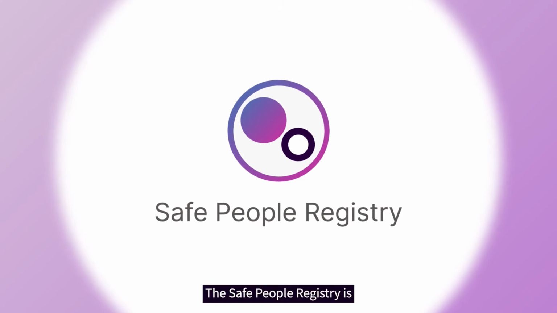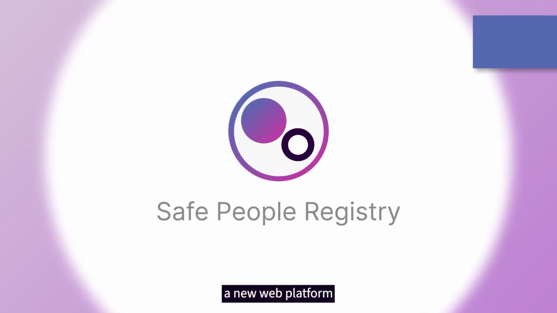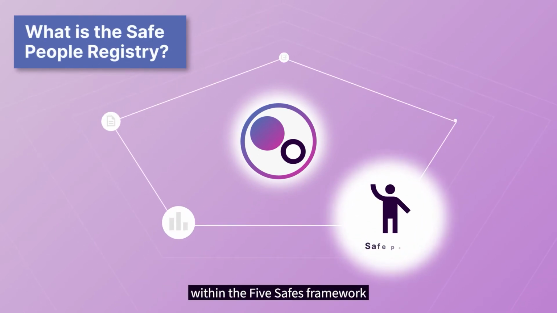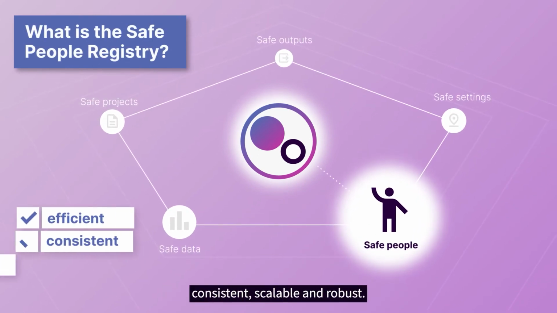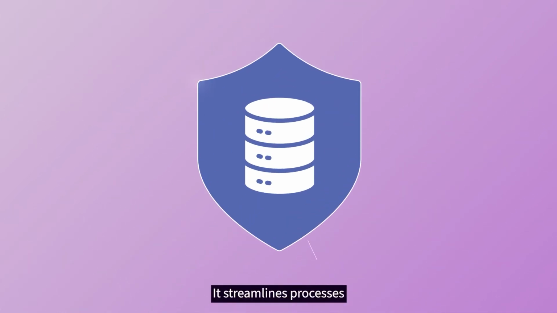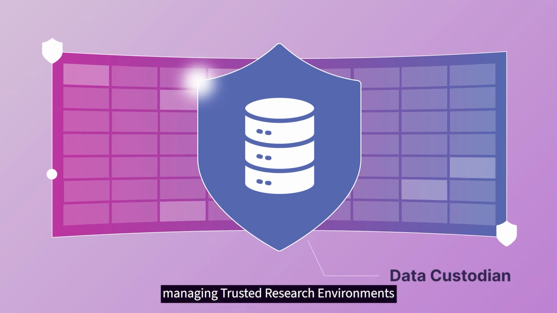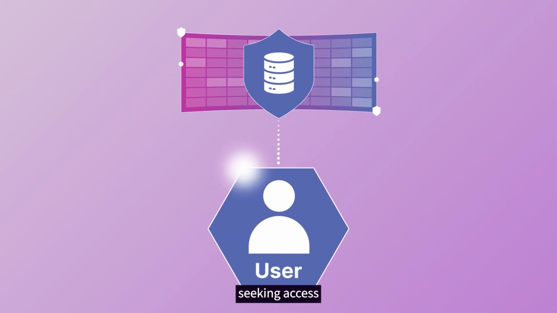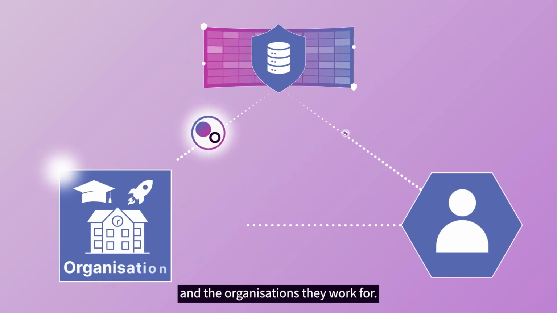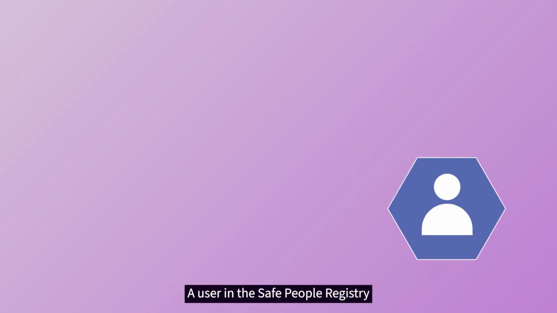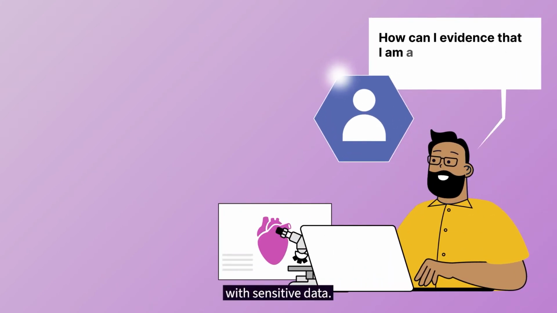The Safe People Registry is a new web platform designed to make safe people validations within the 5 Safes framework more efficient, consistent, scalable, and robust. It streamlines processes for data custodians managing trusted research environments or secure data environments, the researchers seeking access, and the organisations they work for. A user in the Safe People Registry is anyone conducting research with sensitive data.